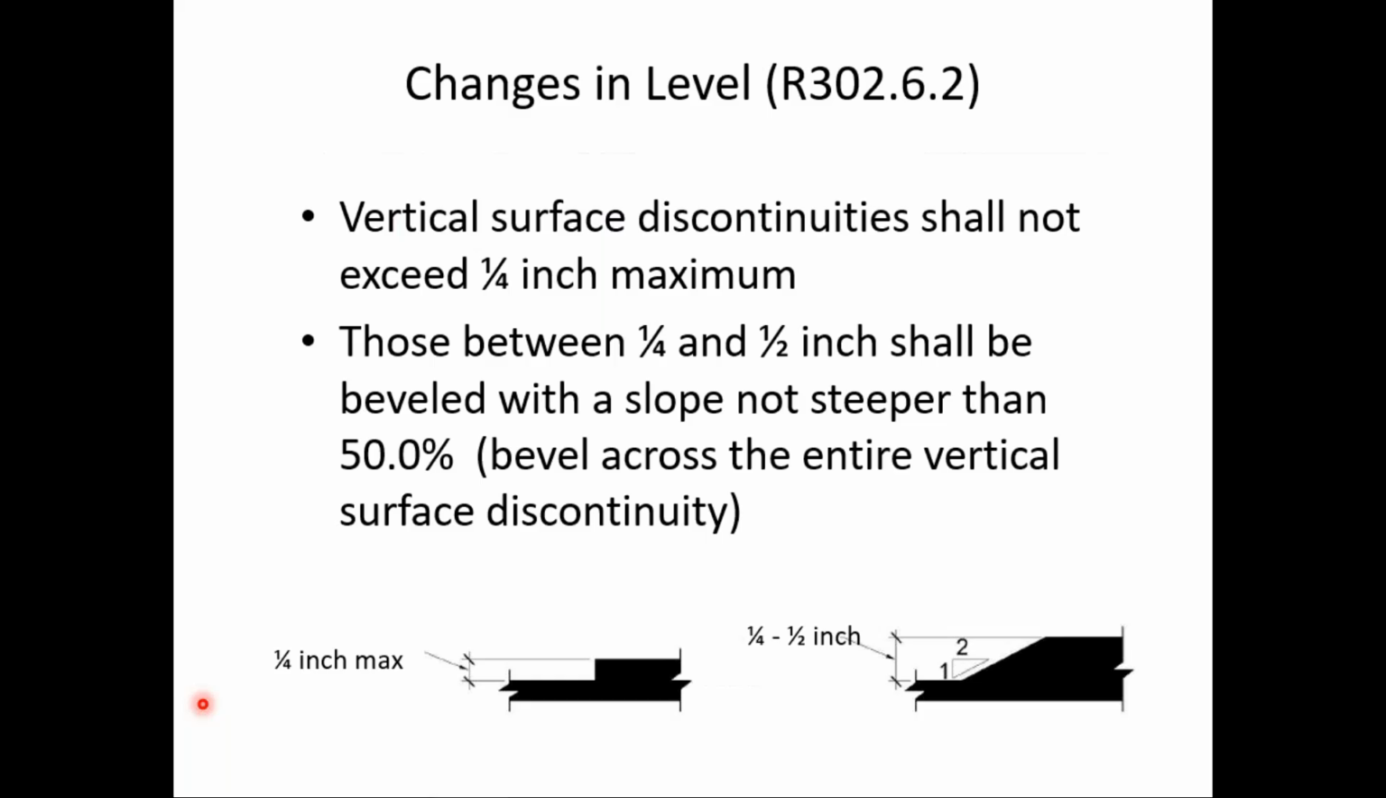PROWAG also talks about, in the PAR, changes in level or vertical surface discontinuities. They shall not exceed a 1/4 inch maximum. Those between a 1/4 and a 1/2 inch need to be beveled with a slope not steeper than 50%, beveled across the entire vertical surface discontinuity.